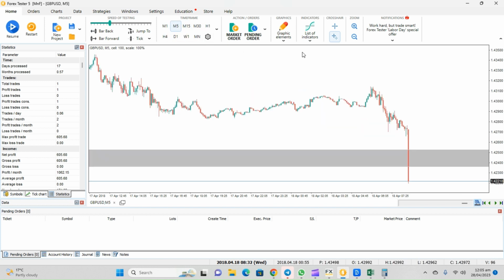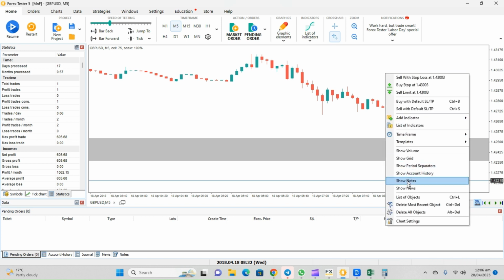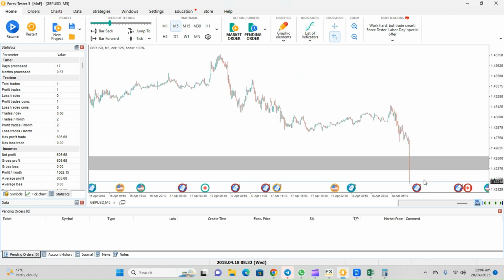However, if you use pending orders, you literally would have been taken out right there, and you can see that there was no chance for us to actually get involved, because this is just big momentum candles, and most likely there was a news event. So we can actually turn on this button right here, news, and it will show you what kind of news event happened on that particular day.